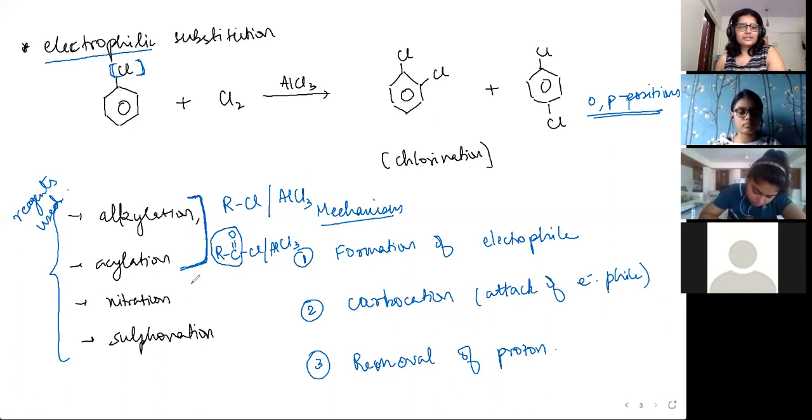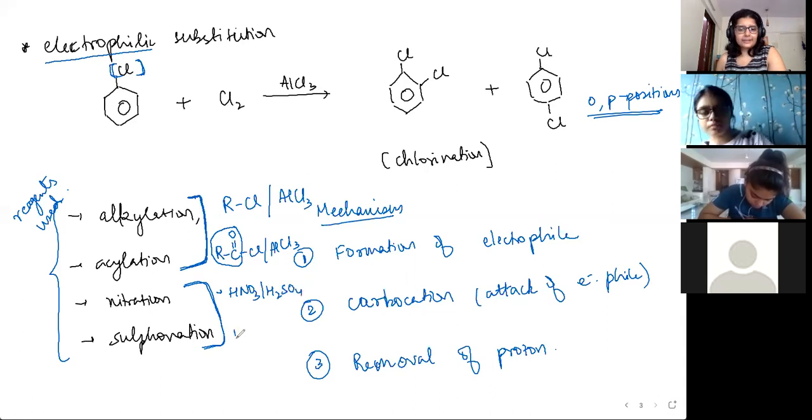And for nitration and sulfonation, what do you need? For nitration, you use concentrated HNO3 plus H2SO4, called the nitrating mixture. And for sulfonation, you only use H2SO4, extremely concentrated H2SO4. Provide heat, I think.